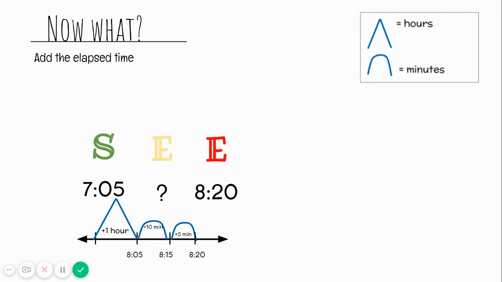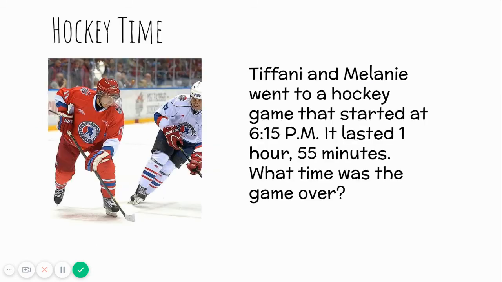So now I've gone from 7:05 and got to my end time of 8:20. I need to add them up, 1 hour, and then my minutes, 10 minutes plus 5 minutes will give me an elapsed time of 1 hour and 15 minutes.